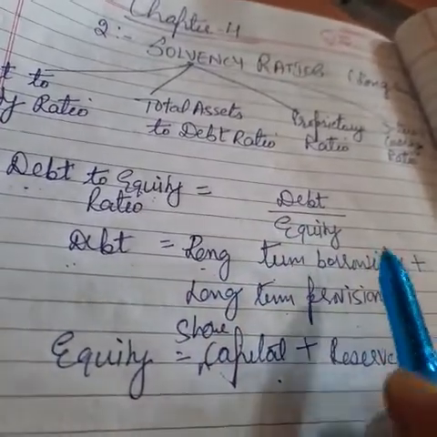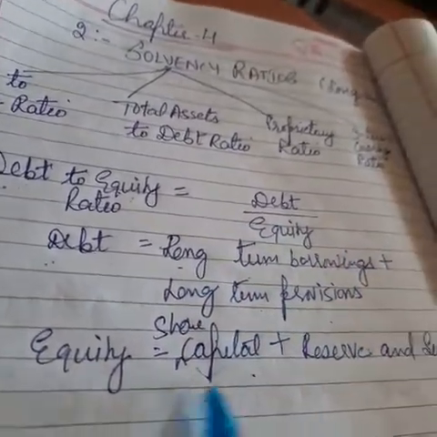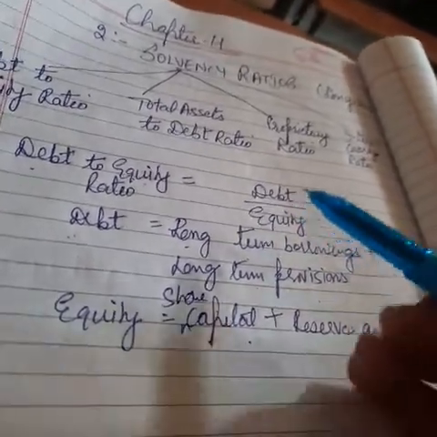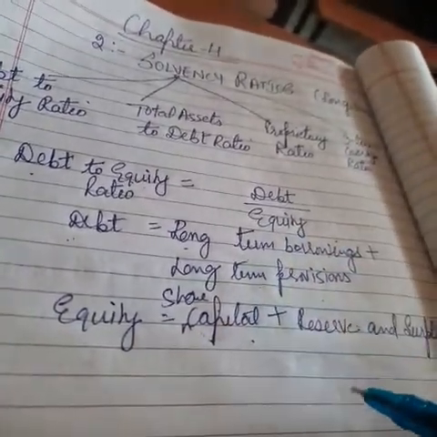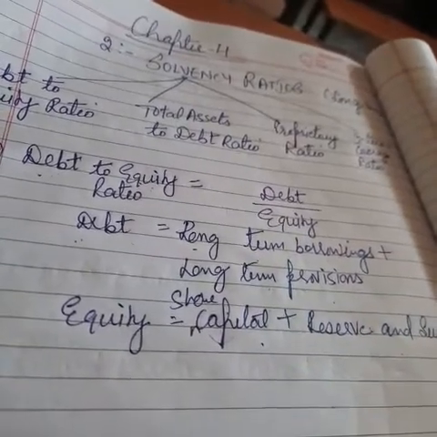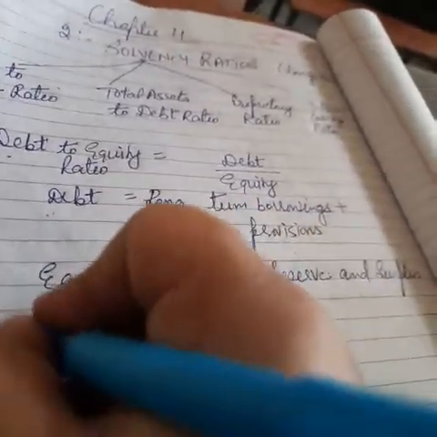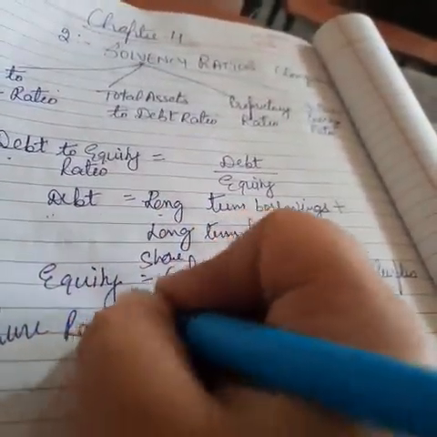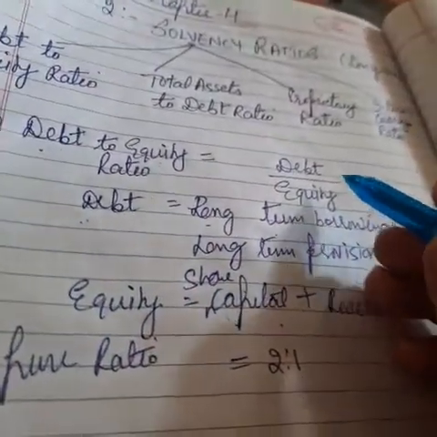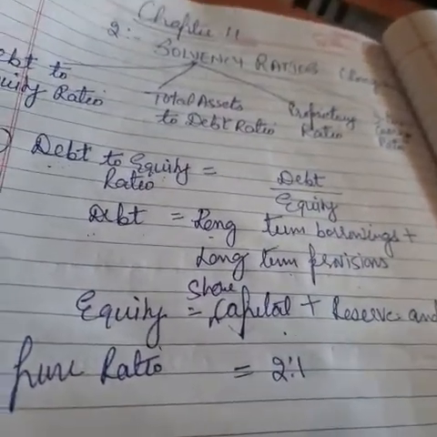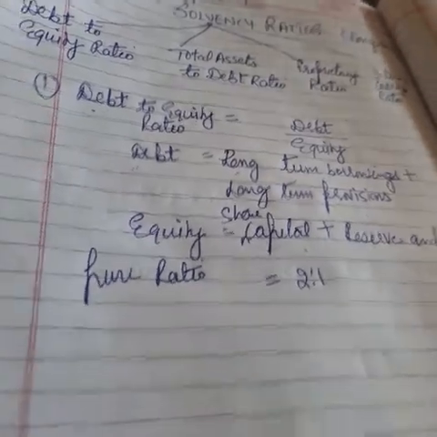How we have to find? The money invested by the shareholders plus if there is any reserve and surplus, right? Then we have to find out the debt to equity ratio. Now the pure ratio is 2:1. This is the pure ratio, means if our debts are higher than the equity, then we can have an idea that the company is in a good solvency position, right?